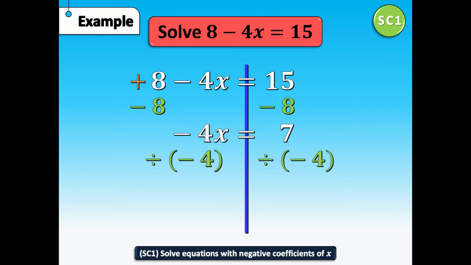Then I divide both sides by minus 4. So a positive number divided by a negative number will make a negative answer. So my answer's got to be negative. So I have x on this side and minus 7 over 4 on this side.